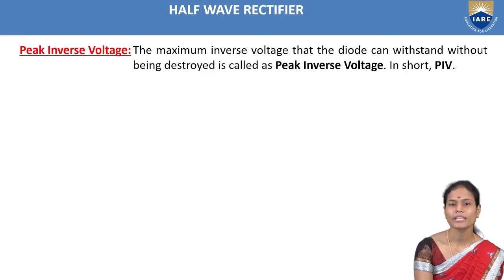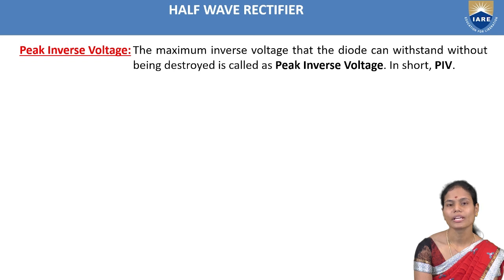And the next one is peak inverse voltage. Peak inverse voltage is the voltage we get across the diode in the half wave rectifier when the diode is in the reverse bias condition. We can also say it indicates how much reverse voltage the diode can withstand in the reverse bias condition. In the case of the half wave rectifier, we take the positive half cycle. In that case, we are getting the output.